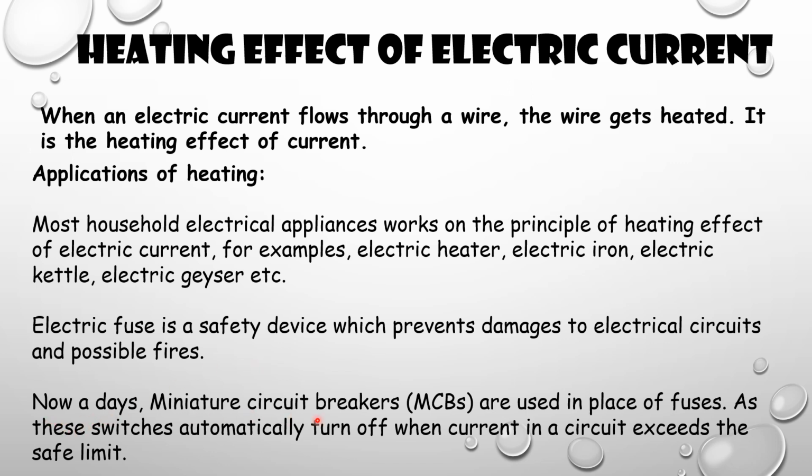Nowadays, miniature circuit breakers (MCBs) are used in place of fuses, as these switches automatically turn off when current in a circuit exceeds the safe limit. So nowadays, instead of an electric fuse, we use an MCB, that is miniature circuit breaker. So when an excess amount of current passes through the circuit, that switch automatically turns off. So that is the function of MCB.